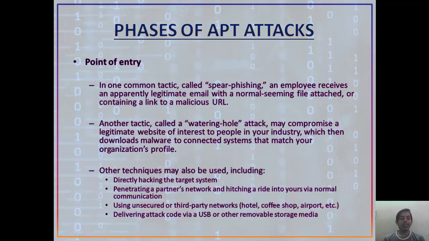Now what is the second phase of an APT attack? It is basically point of entry. In one common tactic called spear phishing, an employee receives an apparently legitimate email with a normal seeming file attached or containing a link to a malicious URL. Another tactic called a watering hole attack may compromise a legitimate website of interest to people in your industry, which then downloads the malware to connected systems that match your organization's profile.